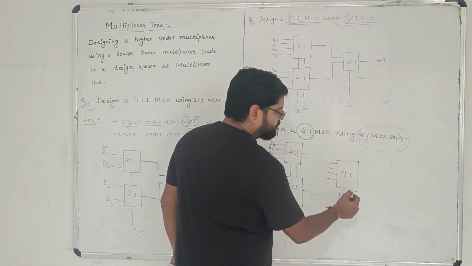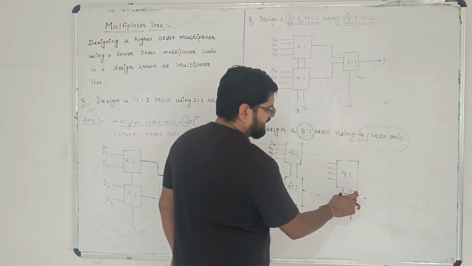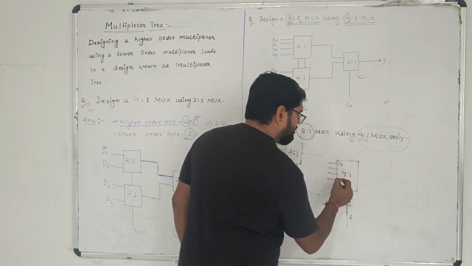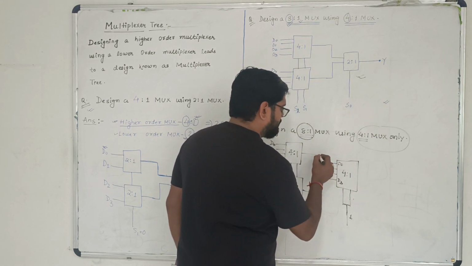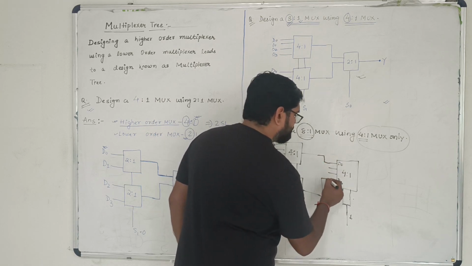We cannot have 0, 1 or 1, 0 or like combination. We'll have only 2 combinations. Either both the select lines are 0 or both the select lines are 1. That means either this line will be active or this line will be active. So for that reason, we'll connect this to this and we will connect this to this.